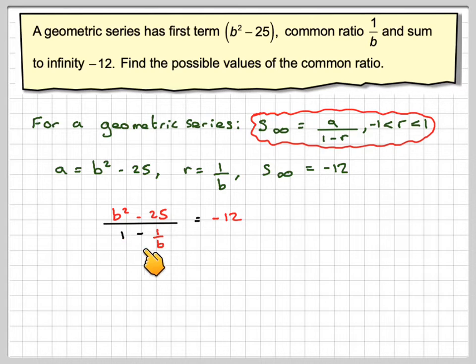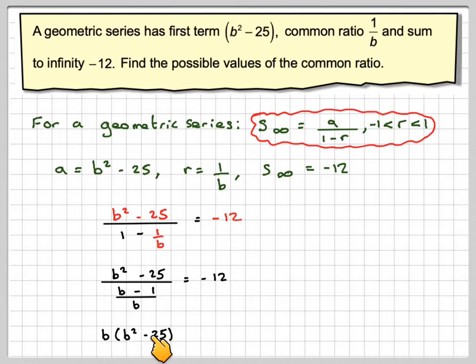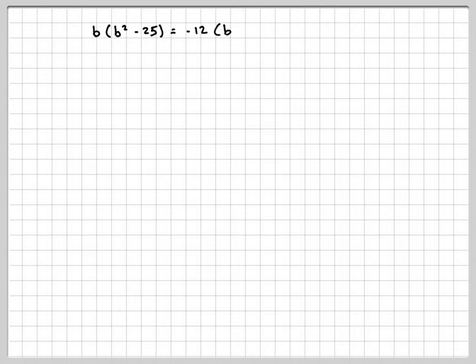So making a common denominator in the denominator here, we get b squared minus 25 over b minus 1 all over b is equal to minus 12. Now, using the rule for division by a fraction, take the b up here and take this up here. So we get b times b squared minus 25 is equal to minus 12 times b minus 1.